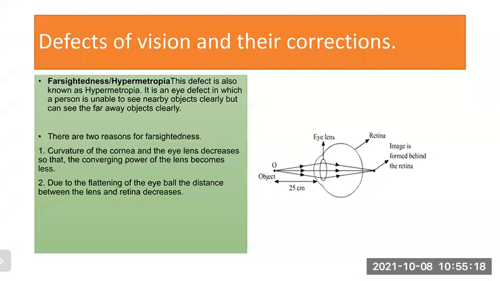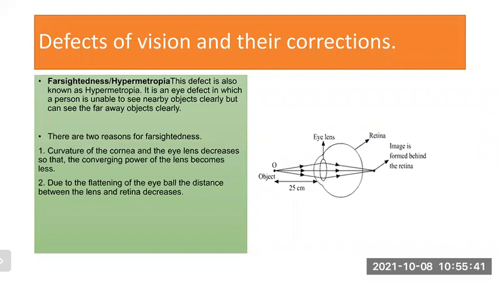Got it? In the previous case of myopia, a person is able to see the nearby objects clearly, but not able to see the far objects. Here, in this defect, a person is unable to see the nearby objects, but can see the far objects clearly.